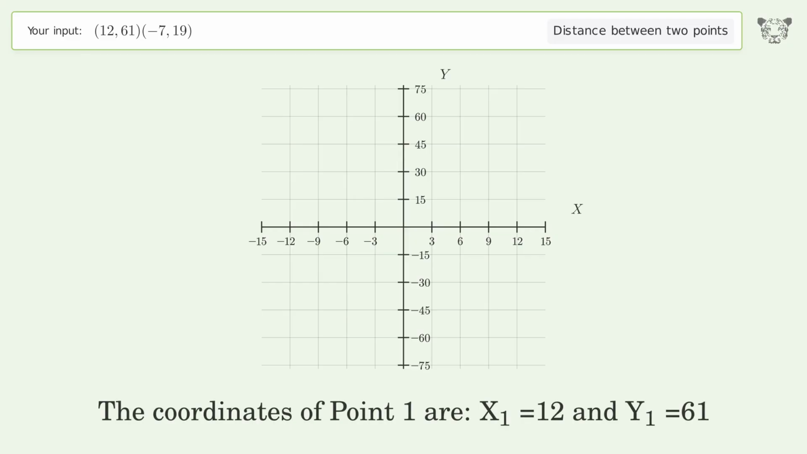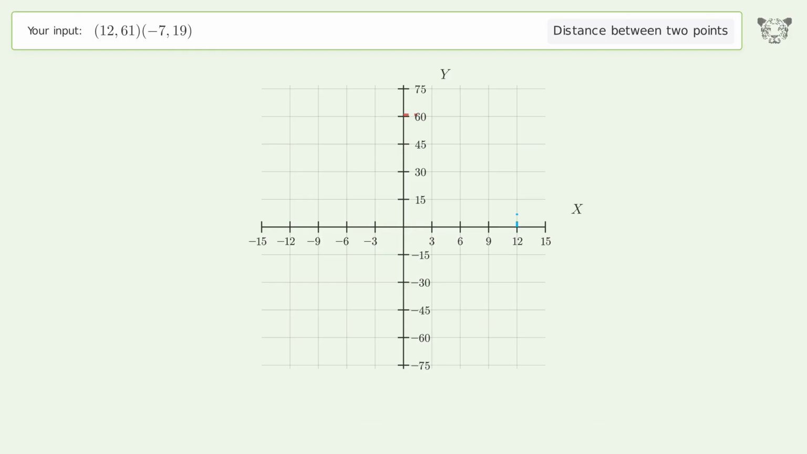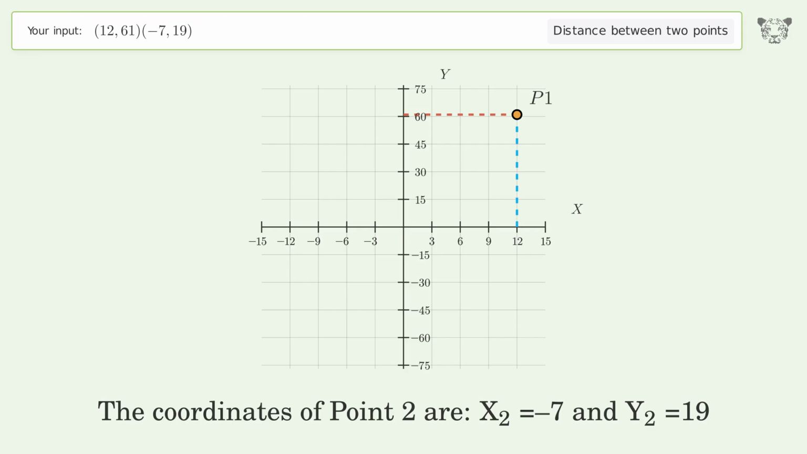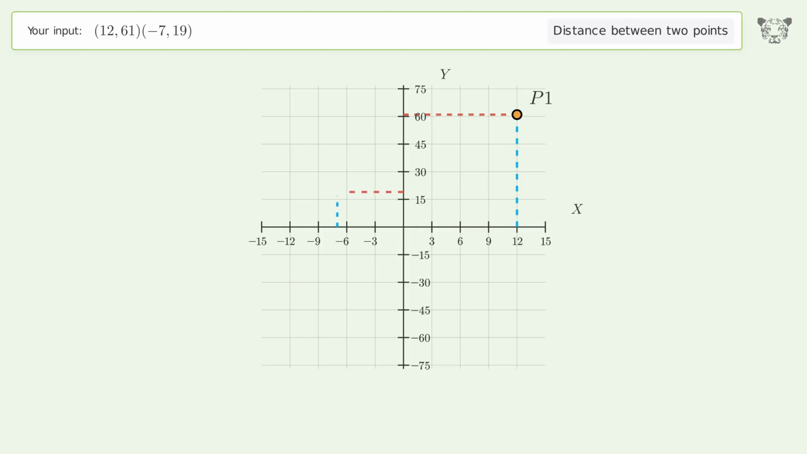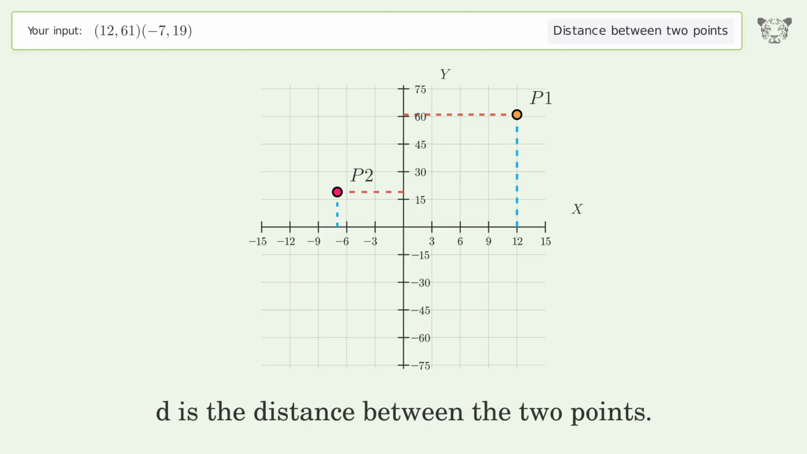The coordinates of point 1 are x1 equals 12 and y1 equals 61. The coordinates of point 2 are x2 equals -7 and y2 equals 19. D is the distance between the 2 points.